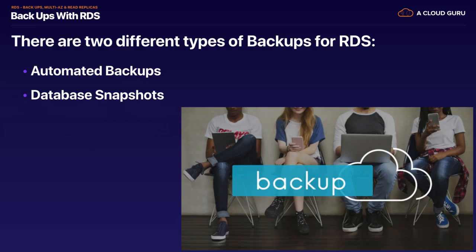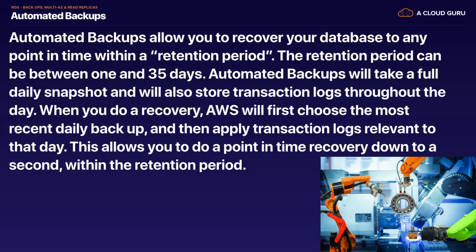So let's start with backups, and there's two different types of backups for RDS. We have our automated backups, and then we have our database snapshots. Our automated backups allow you to recover your database to any point in time within a retention period, and the retention period can be between 1 and 35 days.